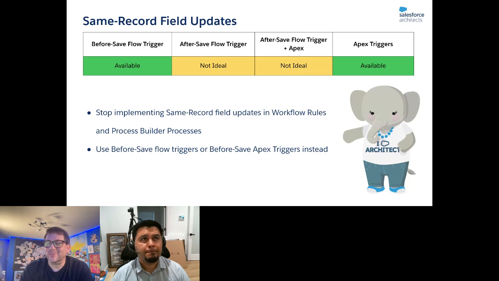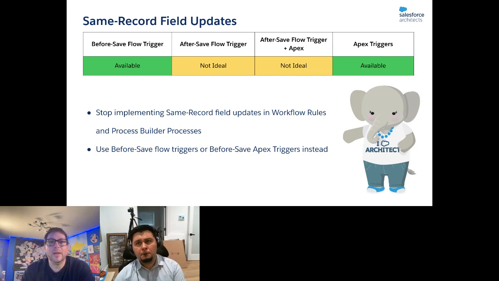I know I've said this a few times, but we're really trying to push this because we know we still have customers that are doing this. Using before save flow triggers or before save Apex triggers instead will not only give you more options for what you can do with the same field record update, but over the long term it aligns with Salesforce's direction, and it's easier to maintain.